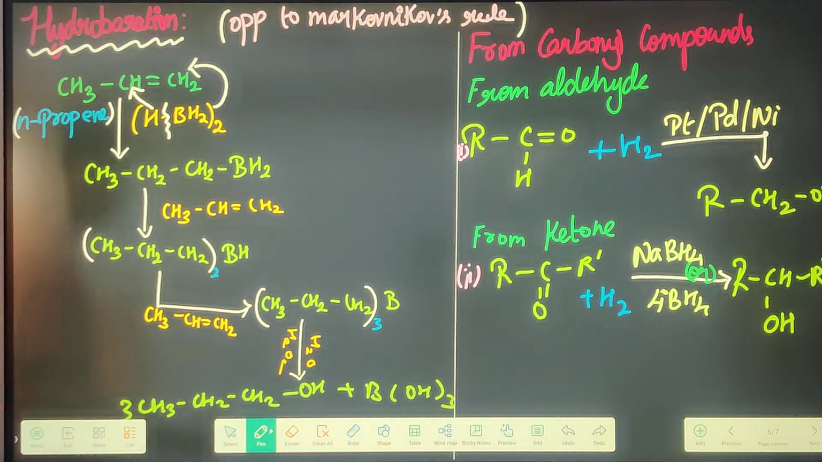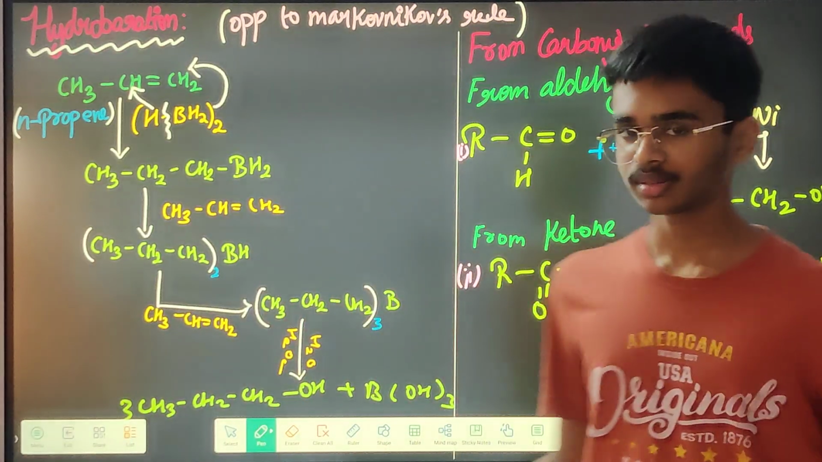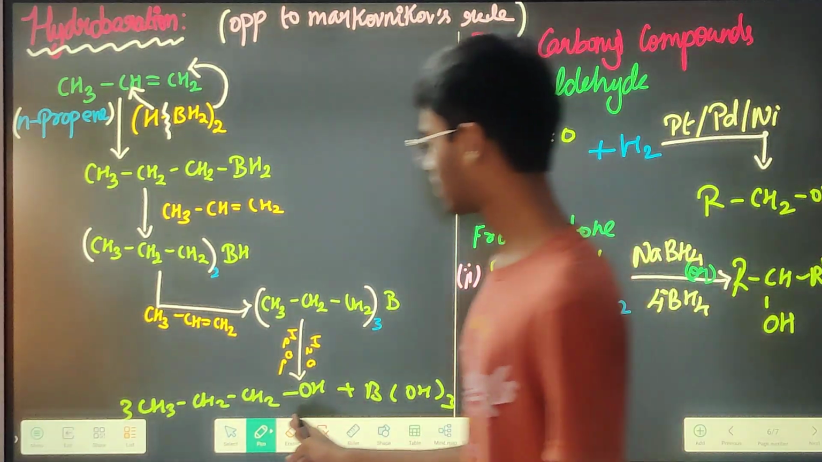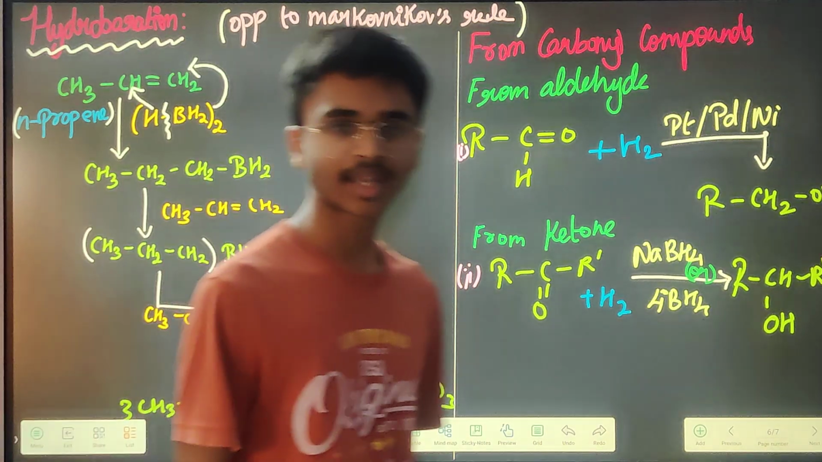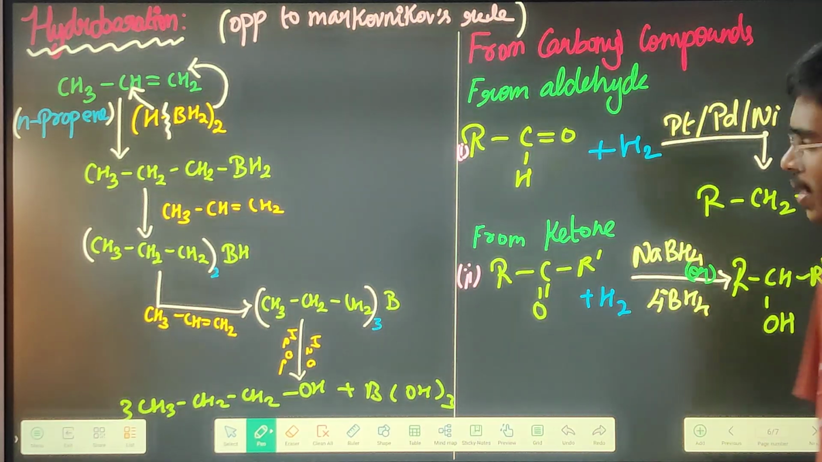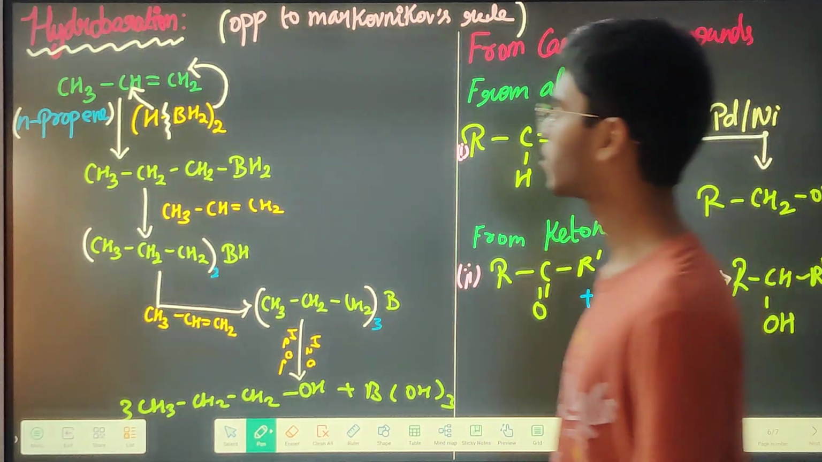Okay, so it will be added to this boron. So you will be getting boron trioxide and your propanol. So this is also a method. Catalytic hydrolysis is also a method which is very easy. This is also a method, which is hydroboration.